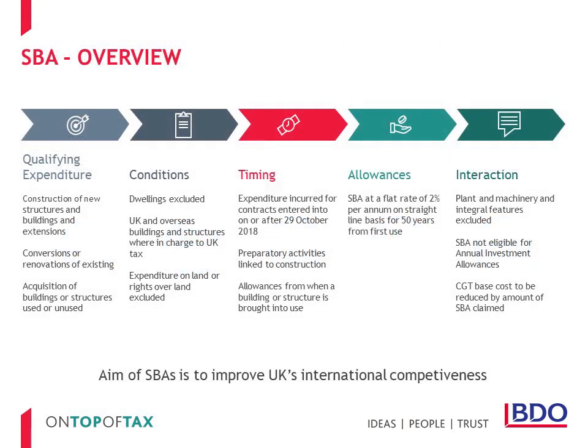Firstly, I will provide a brief overview of the main conditions for structures and buildings allowances. SBA is available for expenditure on the construction, alteration, refurbishment, or the acquisition of buildings or structures. However, there's a caveat to this in that it will only apply where the original contract for the construction of the building or structure was entered into on or after the 29th of October 2018, and expenditure was incurred after that date. There are also some specific conditions.